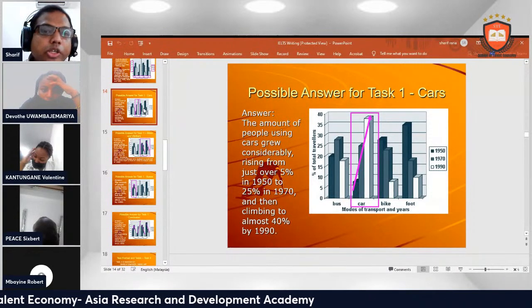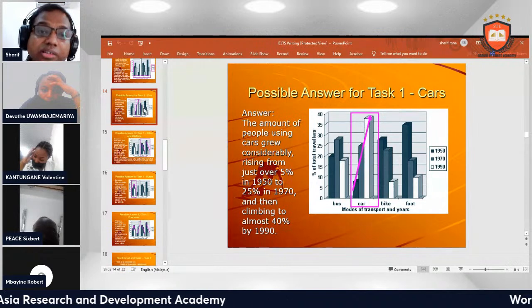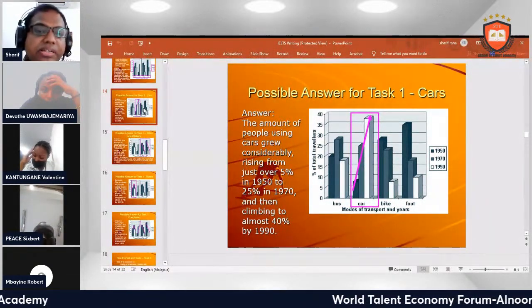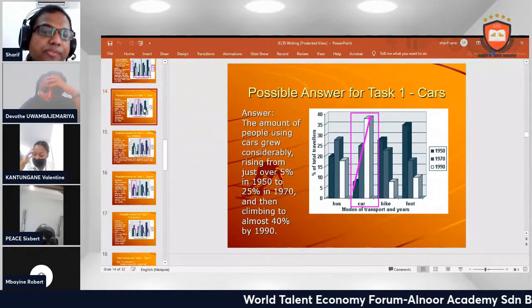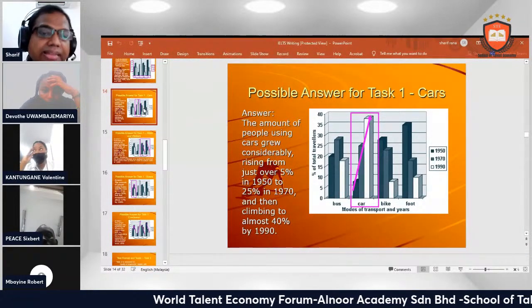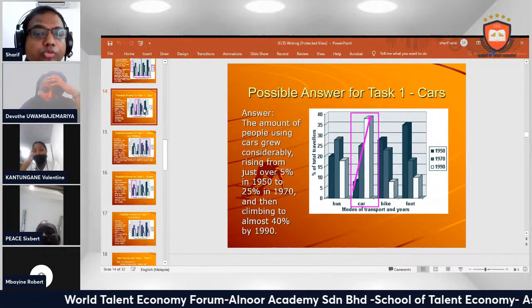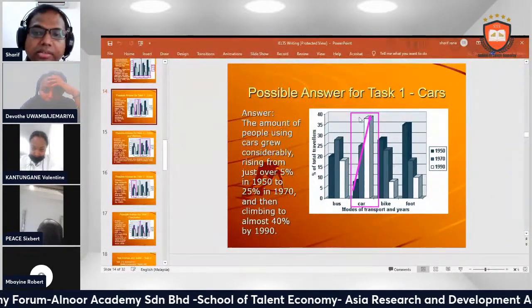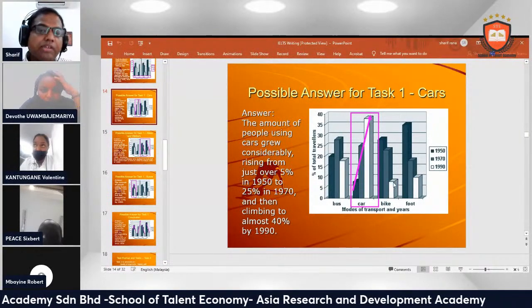The amount of people using cars grew considerably, rising from just over 5% in 1950 to 25% in 1970, and then climbing to almost 40% by the 1990s. You see the graph, right? Car usage is actually increasing.